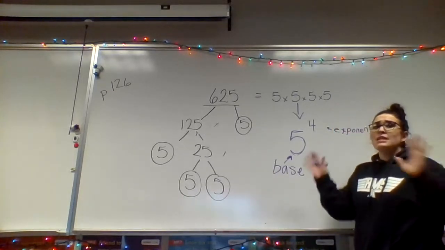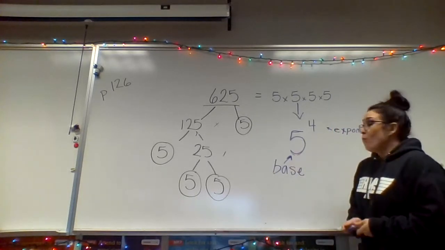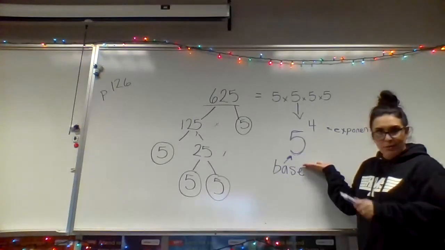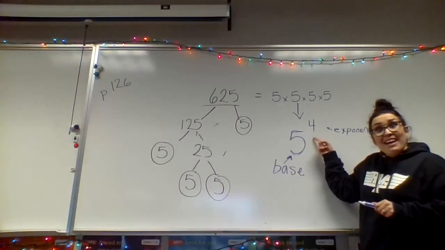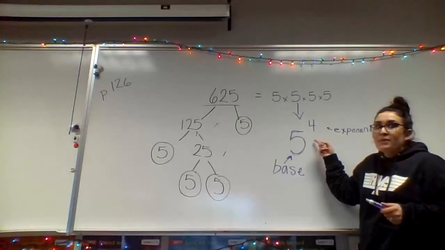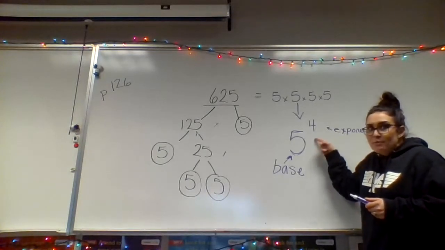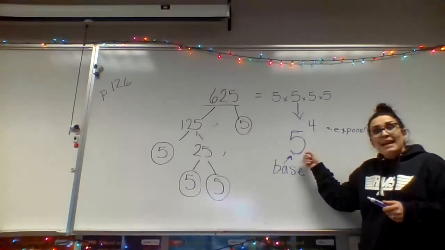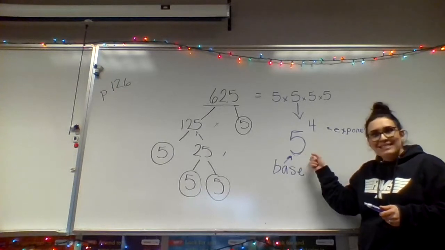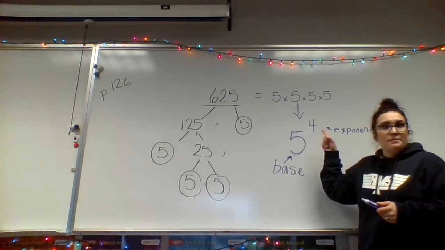So please remember that when you have a base, which in this case is 5, and you have that little tiny 4, which is the exponent, you are not multiplying these two numbers together. You are multiplying the base by itself that many times.